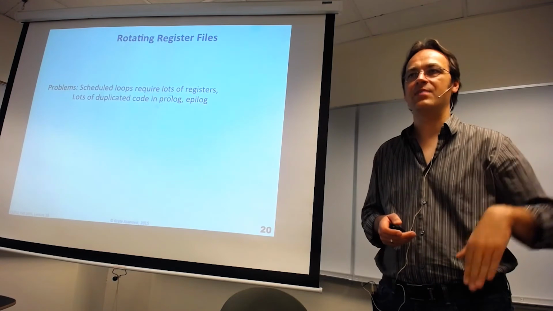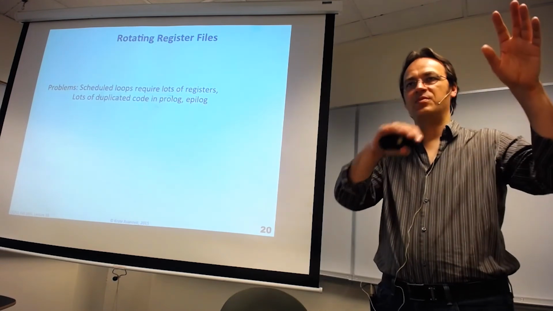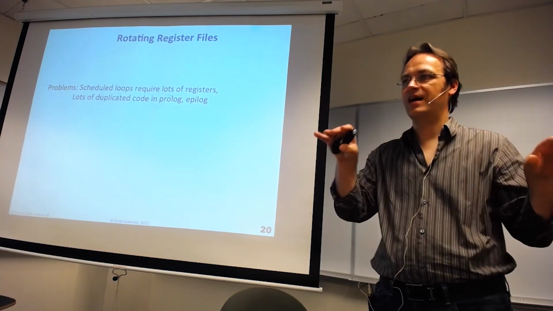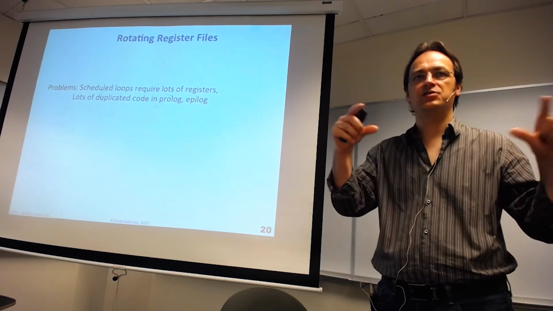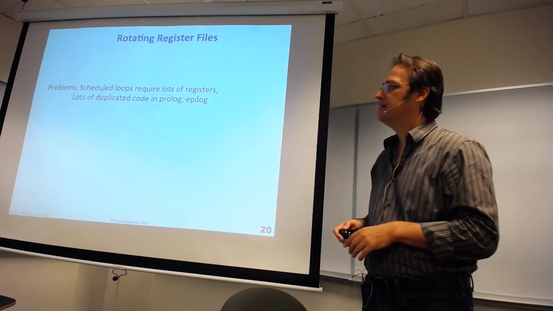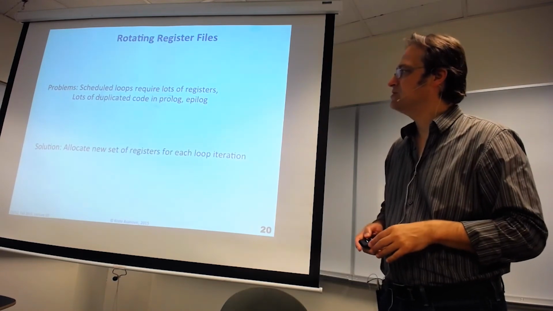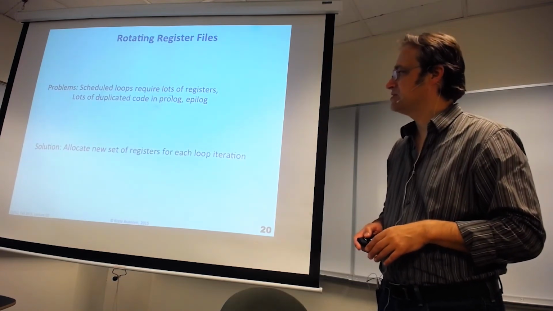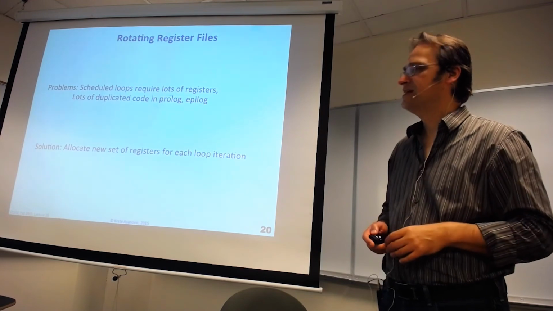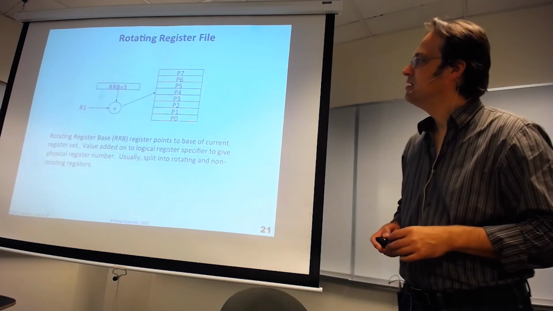Also in the prologue and the epilogue, you notice you have to load up the pipeline with a subset of the operations being valid. Then you have that central piece that iterates for a while. Then you have to drain the pipeline. So you end up with a lot of duplicated code. And so the solution is rotating registers. We allocate a new set of registers for each loop iteration. This is a very, very simple way of doing register renaming.